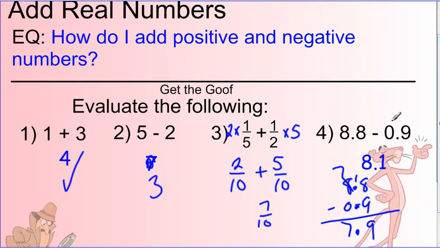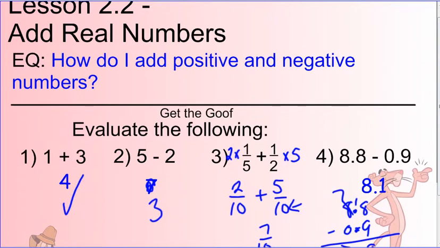Okay? So decimals have to be lined up. Fractions, you have to find a common denominator. And whole numbers, you know what to do there. Now, let's get to it.